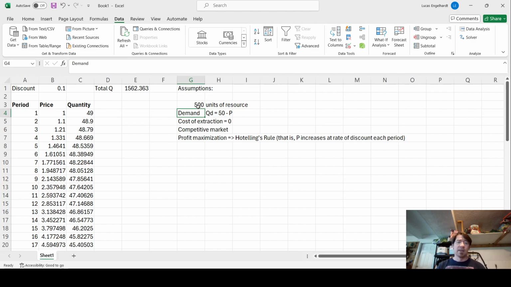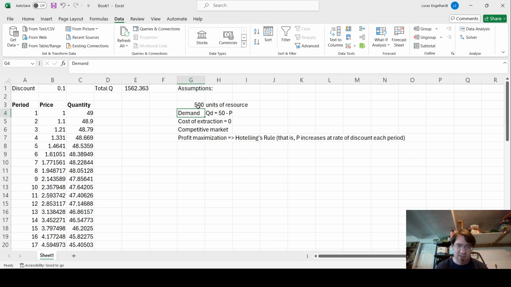The cost of extraction, I'm going to keep it the simple case. It's just 0 here. We're going to assume this is a competitive market. Being a competitive market, that means we don't have the immediate direct attempt to manipulate the price on the part of the sellers, and that does change their behavior somewhat. But profit maximization is going to lead us to follow Hotelling's rule, which is that the price is going to have to increase by the rate of the discount each period, which in our example we're going to work as if it's 10%. So that is what we have here.